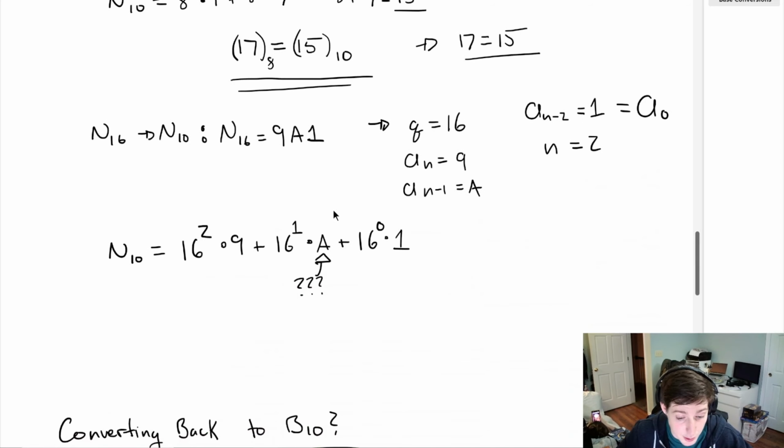Now moving on to a hex example, we are going to convert the value 9A1 base 16 to base 10. So from this, q is equal to 16. The first term is equal to 9, the second term is equal to A, the third term is equal to 1. And again, we can say that n is equal to 2 from this expression here.